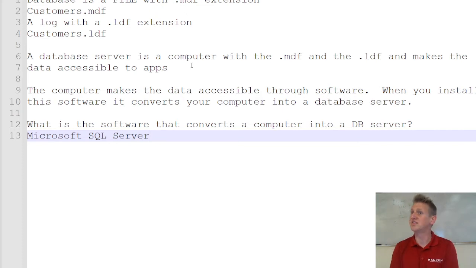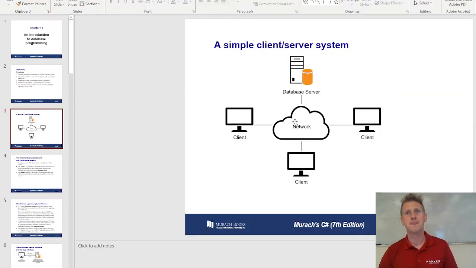So you'll install Microsoft SQL Server on your laptops, and I'll install it on my desktop, and it will just transform, if you will, our computer into a database server. It's just software. And if you think of client-server, what is a client? A client is a user of a service, and a server is a provider of a service. Client-server is just a relationship, a temporary relationship.